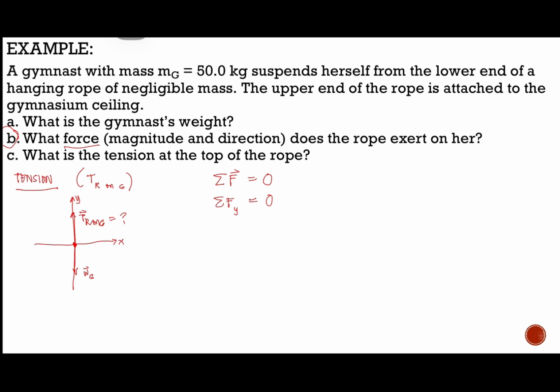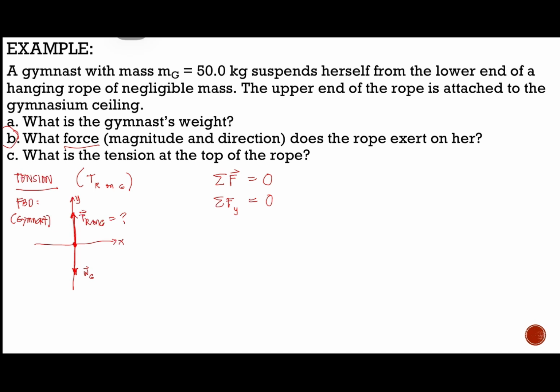So, on this free body diagram, this is the free body diagram for the gymnast. There are two forces acting on the gymnast: the tension force that the rope exerts on the gymnast and the weight of the gymnast. When we say sum of all forces, it is the total amount of force. Since the tension force that the rope exerts on the gymnast is along the positive y-axis, it is positive. And since the weight is along the negative y-axis, it is negative.